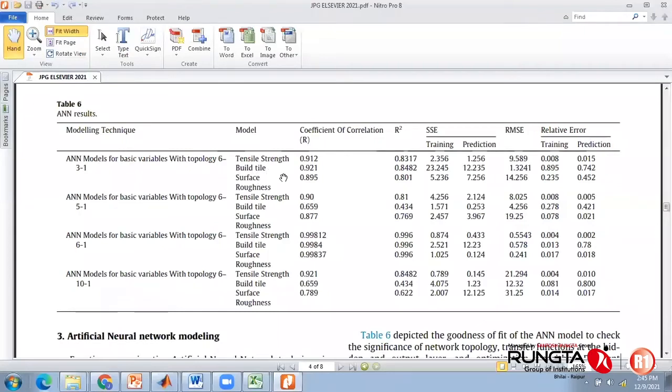Tensile strength, build time, and surface roughness. Now, if we talk about the effectiveness of this, with the basic topology, the topology can be changed. For every single topology, for example 631 for tensile strength, the coefficient of correlation is 0.912. For 651, it is 0.90. For 661, it is 0.998. And for 610, it is 0.921. That means 661 is giving me much better results compared to the other topologies.